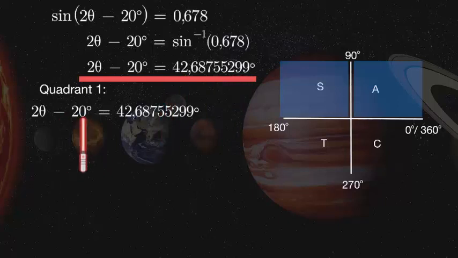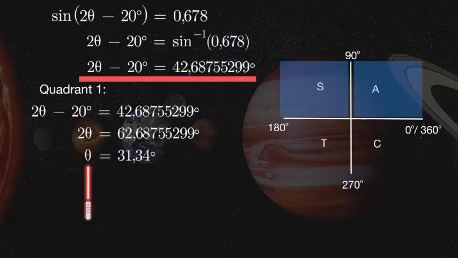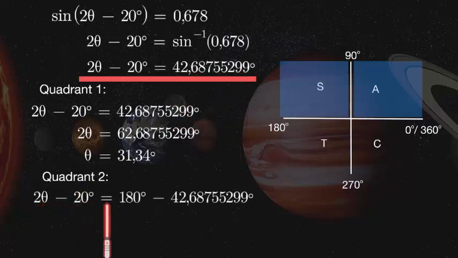So now we take this minus 20 to the other side, and 2 theta is equal to 62,68755,299 degrees, and then we divide with the coefficient, and then we have theta is equal to 31,34 degrees, and this one I rounded off to 2 decimals. There we go. Now the second quadrant we are working in is quadrant 2. So I write down quadrant 2, and now you have to remember this part. To work in quadrant 2, we work with this critical point minus the reference angle. So we're going to say 2 theta minus 20 degrees is equal to 180 degrees minus our reference angle.